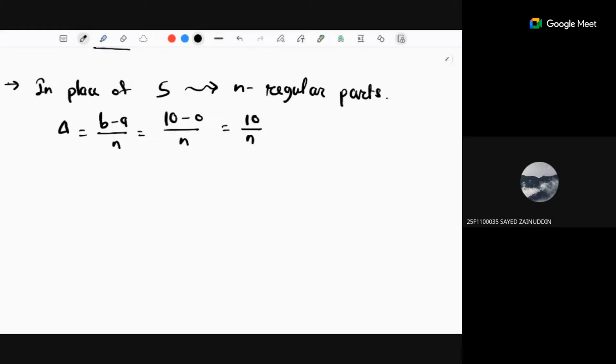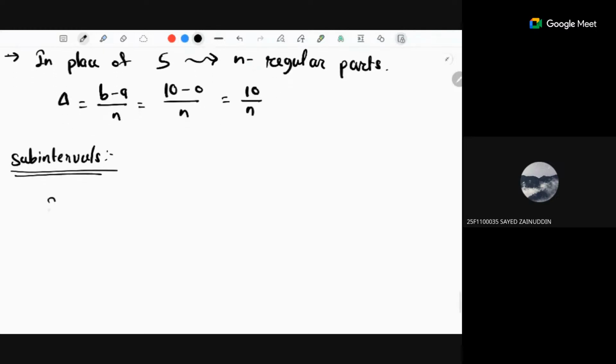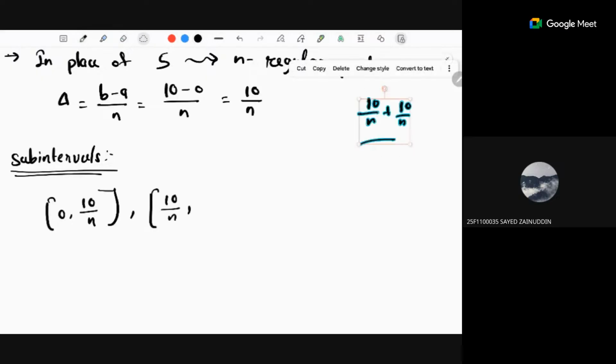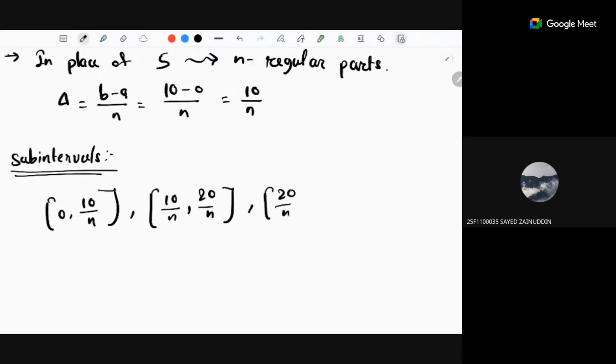Now, what will be the left endpoint of each subinterval? You have to guess. So what are the subintervals now? The subintervals will be 0 to 10 by n. Then 10 by n to 10 by n plus 10 by n, that will be 20 by n, if I am not wrong. Then 20 by n to 30 by n, and so on.